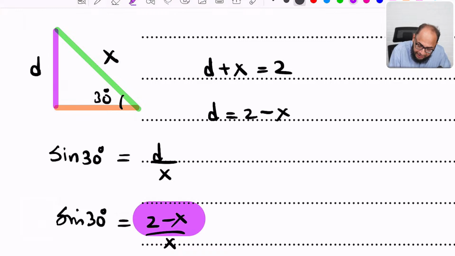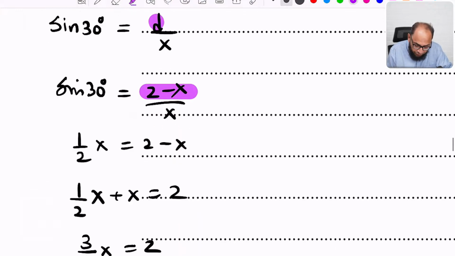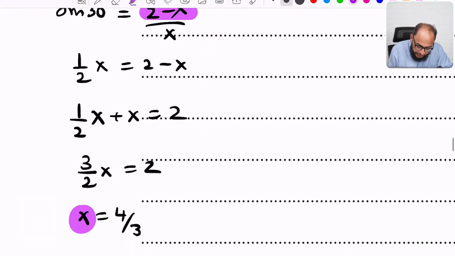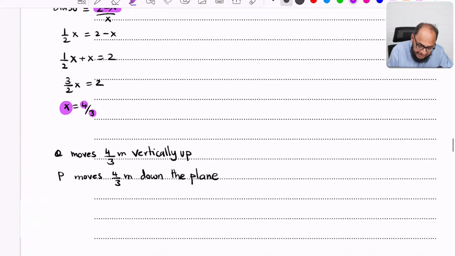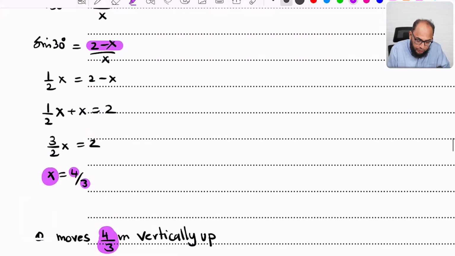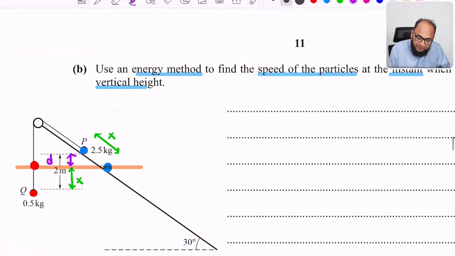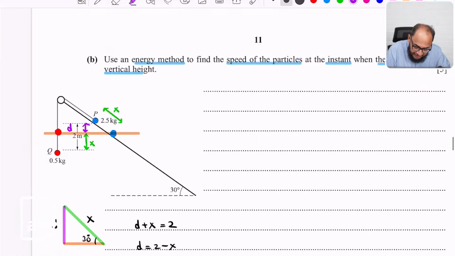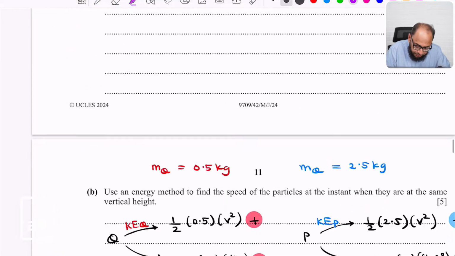D is replaced with 2 minus X. And therefore, I get X is equal to 4 over 3. What does that mean? That means Q moves vertically up 4 over 3 meters and P moves down the plane 4 over 3 meters. Now, that is the first thing that you should have corrected. Now, the working on the next page.